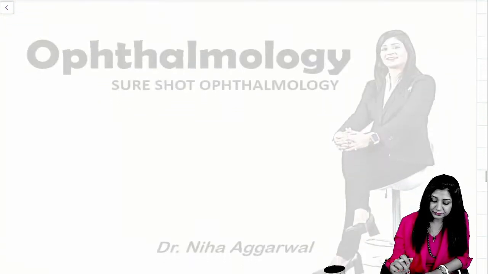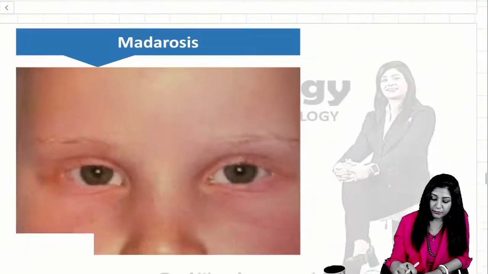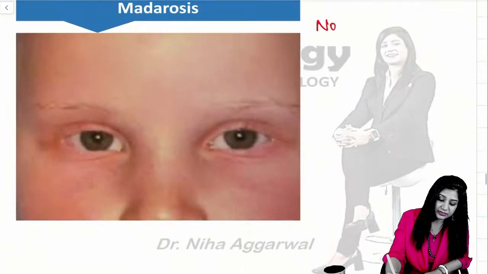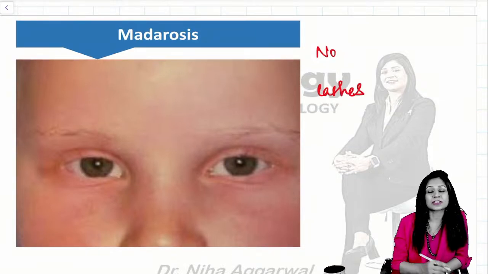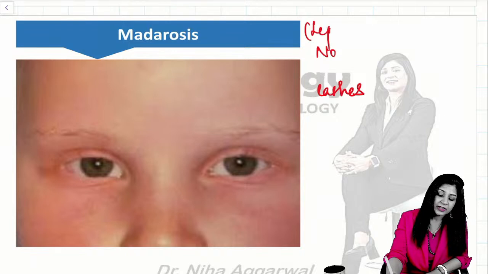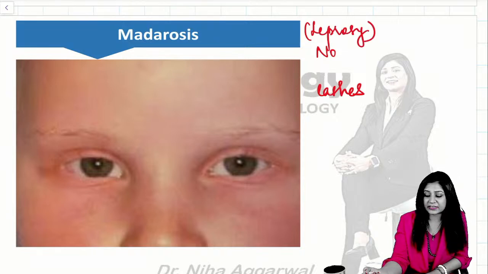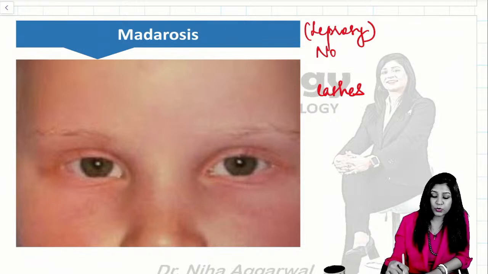And when we have no eyelashes or the loss of eyelashes, then this is called madarosis. Madarosis is important because this is found in leprosy or Hansen's disease. So you can get a question with respect to leprosy also. No eyelashes is called madarosis.